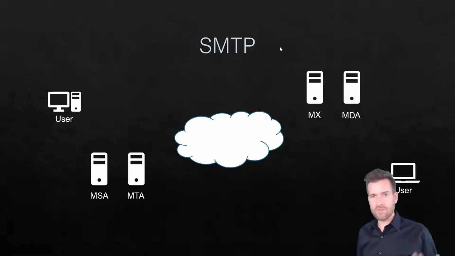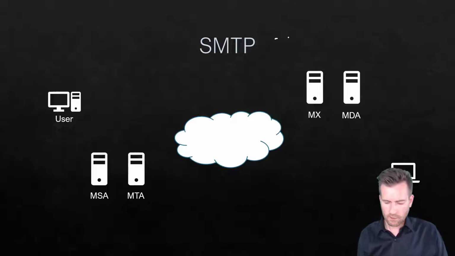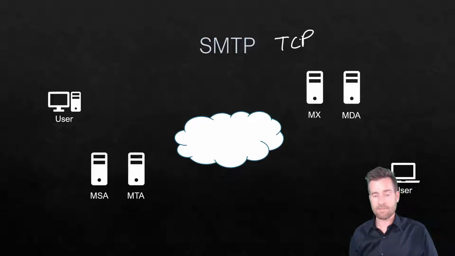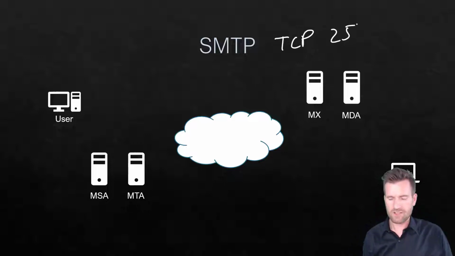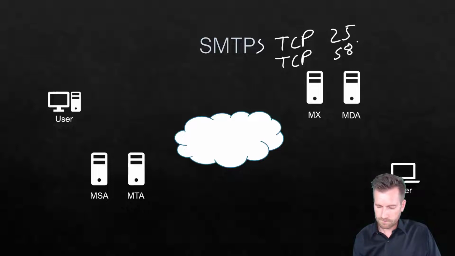But essentially, those are the components that are needed to get mail from one location to another. So how do we move this mail around? Well, one way is through SMTP, or Simple Mail Transfer Protocol. Simple Mail Transfer Protocol operates on TCP port 25. And so that's how we move the mail around. Or nowadays, we actually use SMTPS, which happens on TCP port 587.